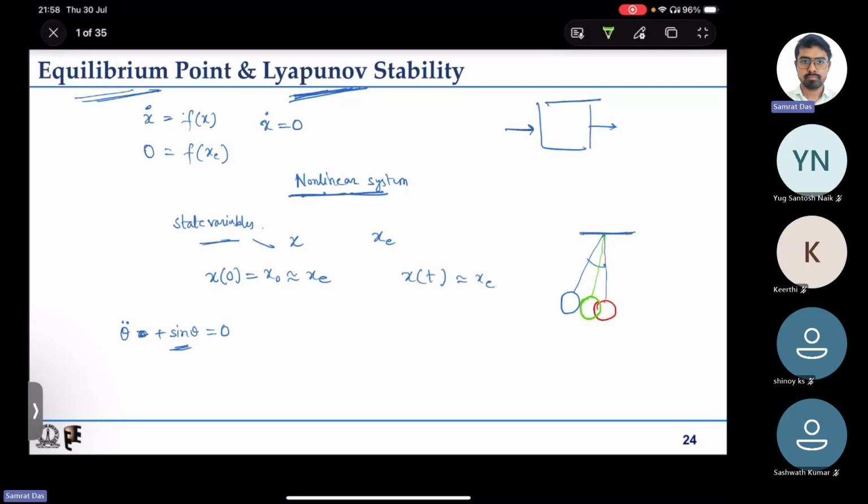If it starts from there, it will keep on oscillating if it is a pendulum with no friction. So even if there is a very small displacement from the equilibrium point, it will keep on oscillating. It will not go very far from the equilibrium point, but it will not go and stabilize at the equilibrium point also. So this is an example of a nonlinear system where the system is Lyapunov stable.